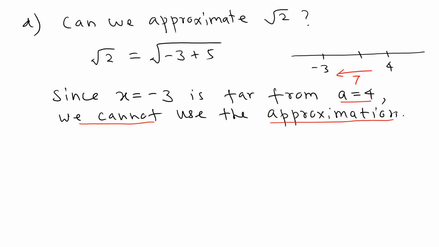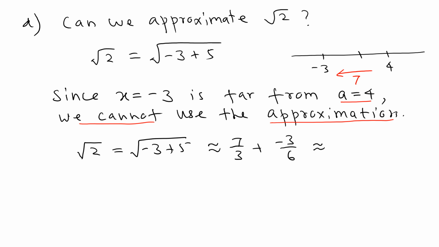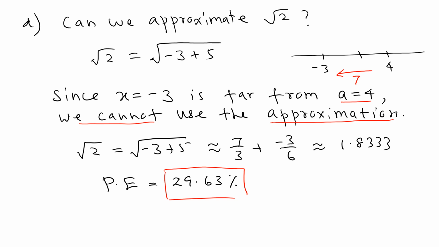If you do a similar calculation, you can see square root 2, which is equal to -3 plus 5 square root, according to the formula, is 7/3 plus negative 3 over 6, and if you simplify this one you will get 1.8333. Then we do the similar calculation. If you calculate the percentage error, you will get 29.63%, and you can see that is a huge error. This error is very large, so that means this result is actually useless.